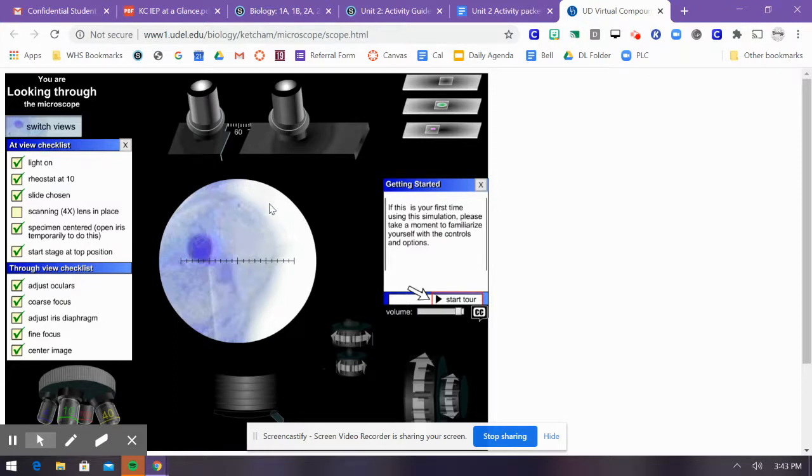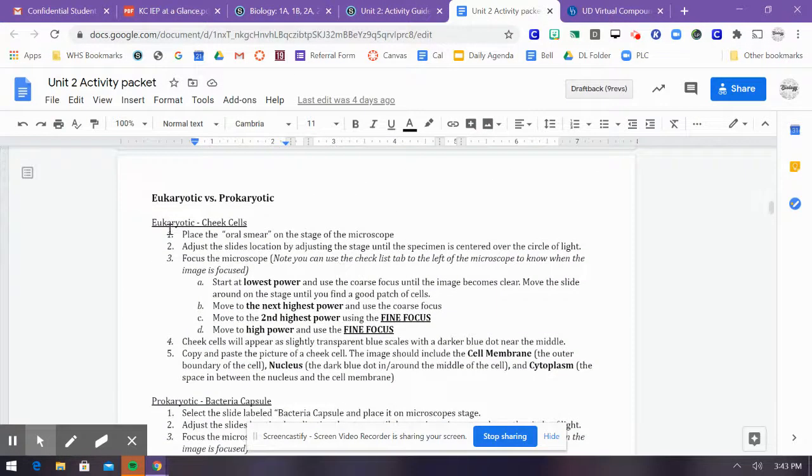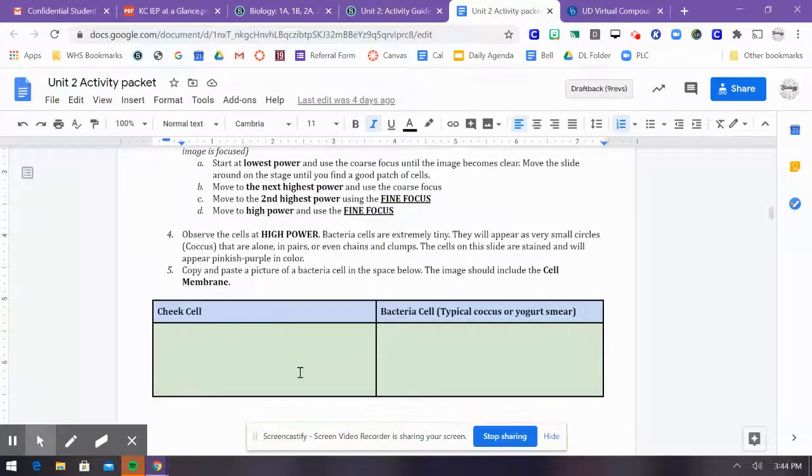So now what I'm going to do is go back to this guy with you. And we actually just did steps 1 through 4. So we placed the oral smear on the microscope, we adjusted it, we used this step pattern to get to the most focused view we could get of a cheek cell. Now what you are going to do is copy and paste a picture of the cheek cell. The image should include the cell membrane, the nucleus, and the cytoplasm. And you're going to paste it here.